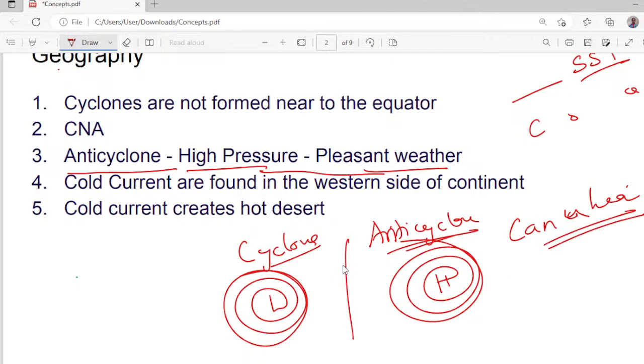Okay, so cyclone is a low pressure area. Anticyclone is a high pressure area. Now, in the exam they are asking this. Anticyclone is a high pressure area. It is pleasant weather. You will not have any rain, no clouds. It's a very sunny day, and there will be a pleasant climate.